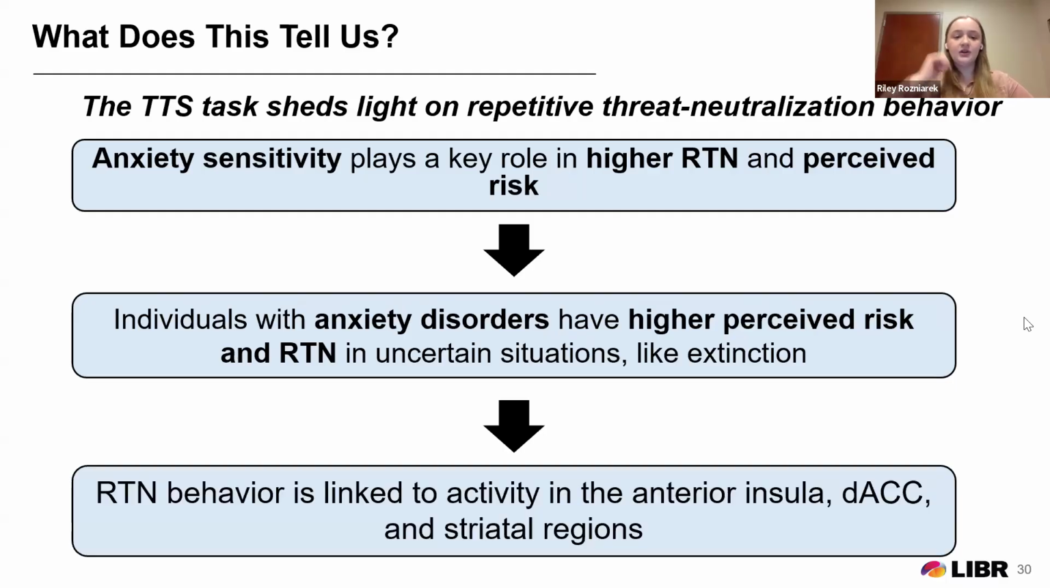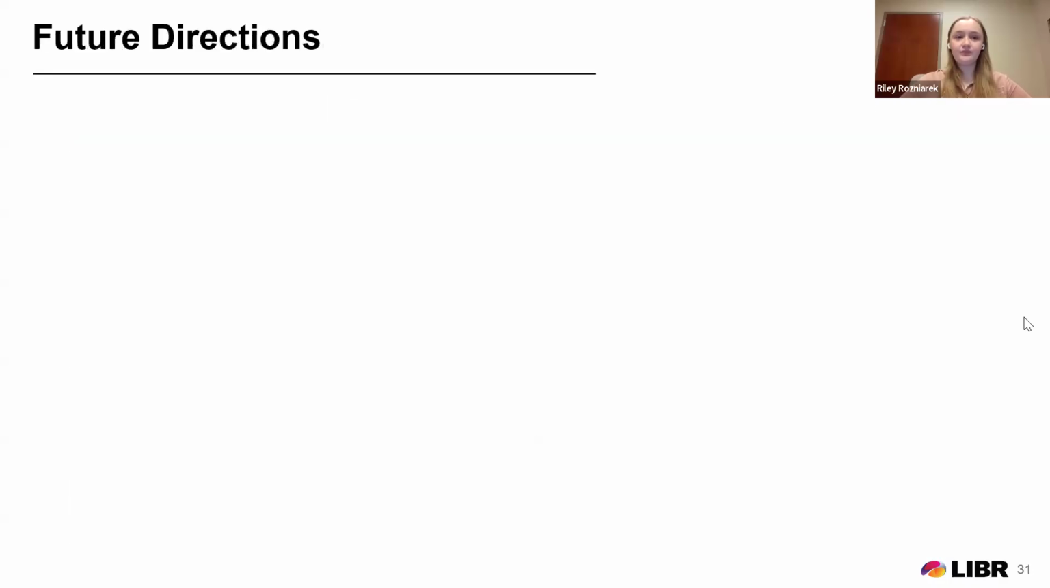And then we showed that repetitive threat neutralization behavior is linked to activity specifically in the anterior insula and dorsal anterior cingulate cortex, which are both core components of the salience network. So they are involved in threat response, and then also the striatal regions, which are involved in action. So this does make sense, and I'll talk a little bit more about that later on.